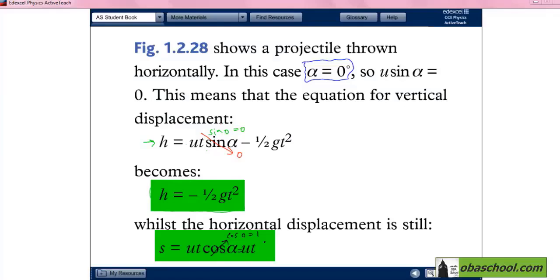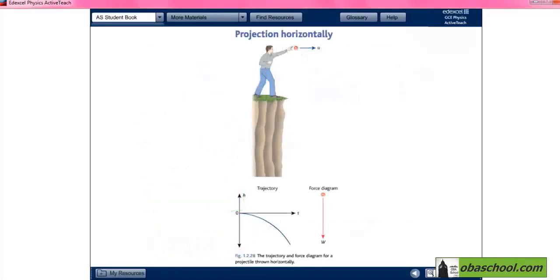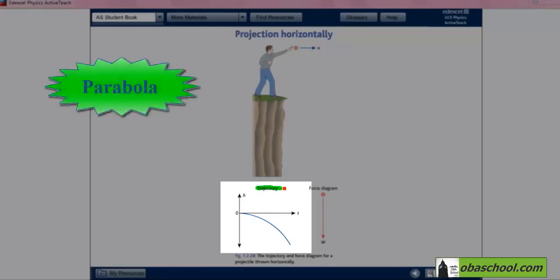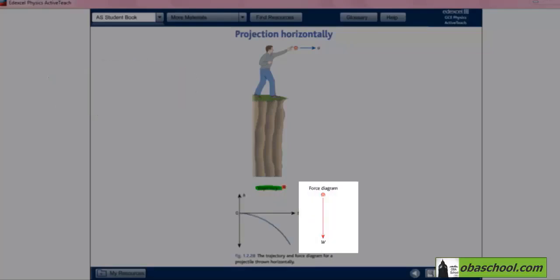They are represented on this graph that we have below, trajectory. This is how the path of the ball looks. It is the blue line on the graph. It is like a parabola. The force affecting the ball can be seen on the force diagram, which is the weight.